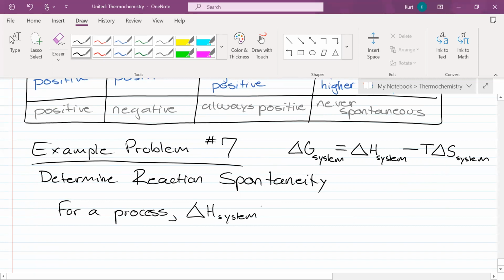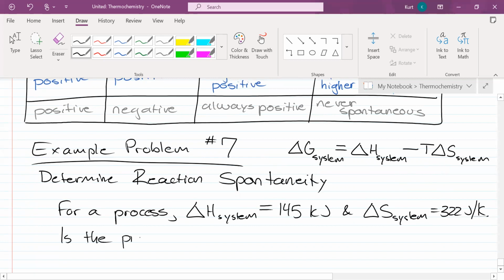For a process, your change in enthalpy of a system is 145 kilojoules, and the change in entropy of the system is 322 joules per Kelvin. Is the process spontaneous at 382 Kelvin?